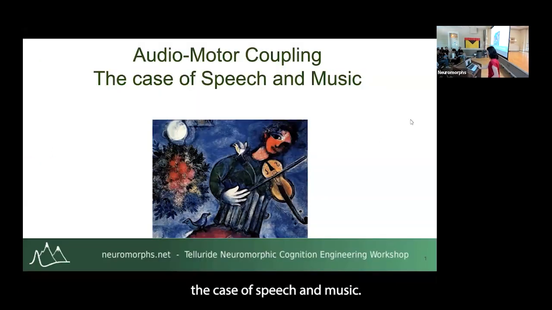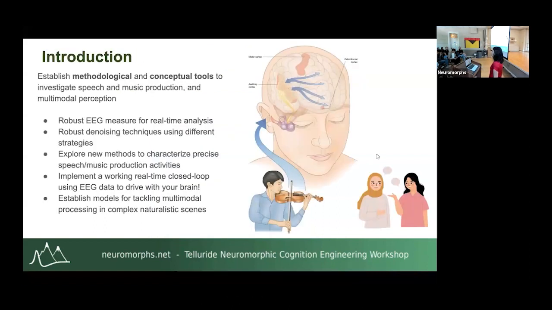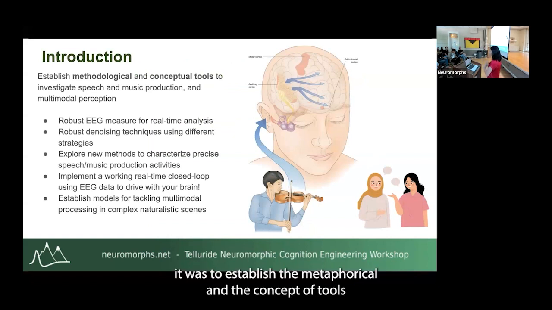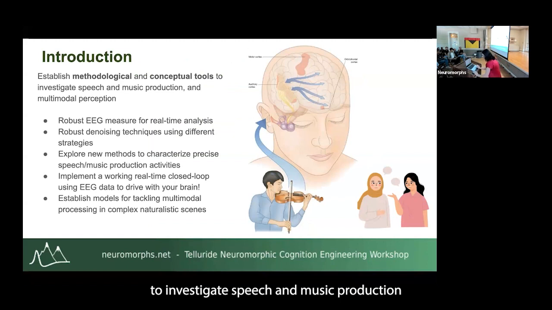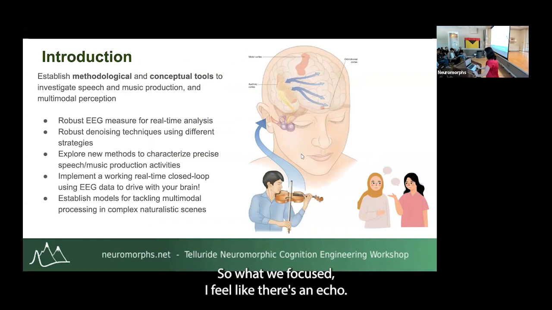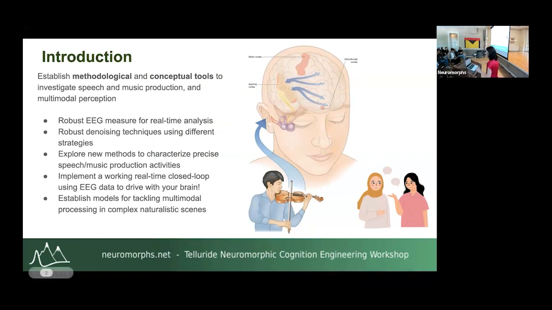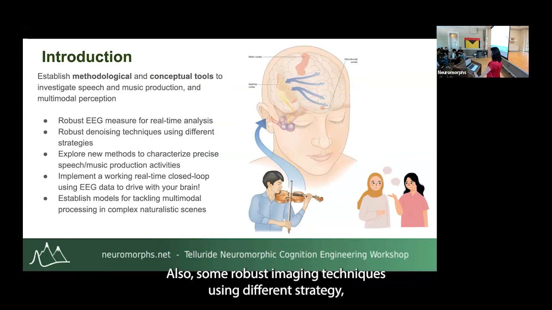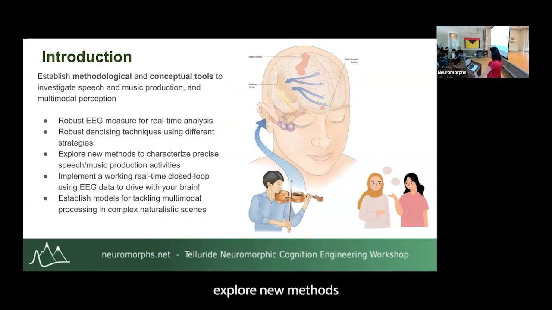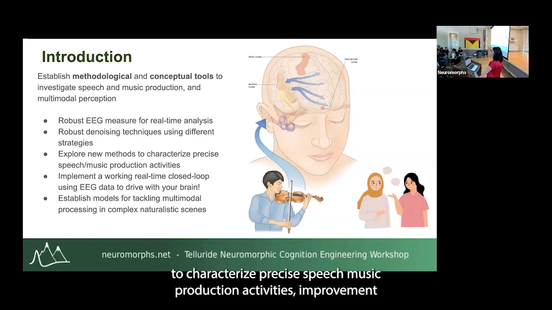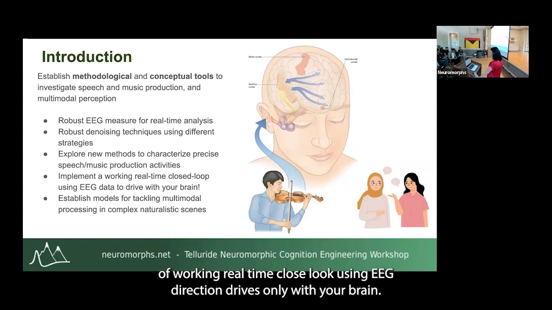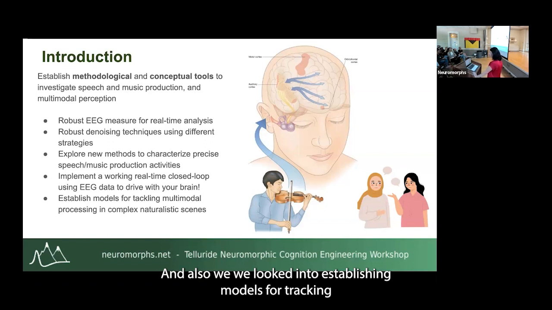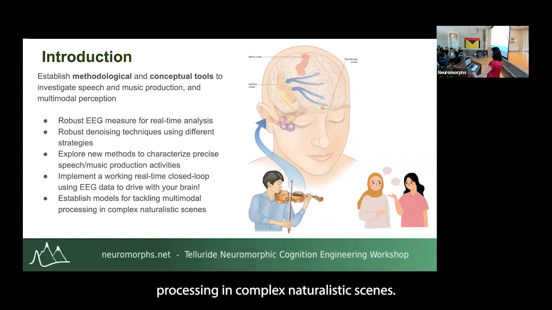The case of speech and music. So I don't know if you remember, we set a couple of goals in the beginning of the workshop. Mainly it was to establish the methodological and conceptual tools to investigate speech and music production, and also multimodal perception. What we focused on was to establish some robust EEG measures for real-time analysis, also some robust denoising techniques using different strategies, explore new methods to characterize precise speech and music production activities, implement a working real-time closed loop using EEG data to drive only with your brain. And also we looked into establishing models for tackling multimodal processing in complex naturalistic scenes.